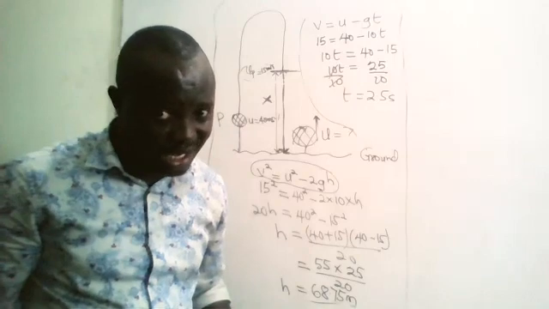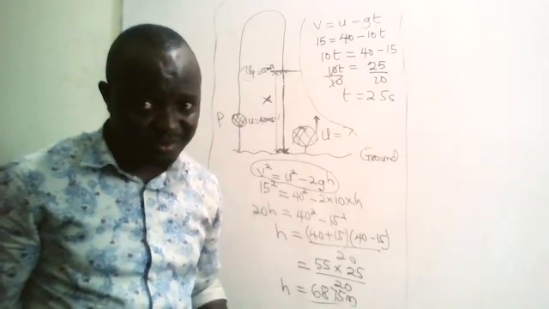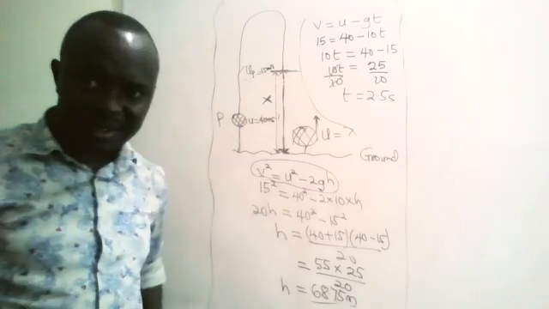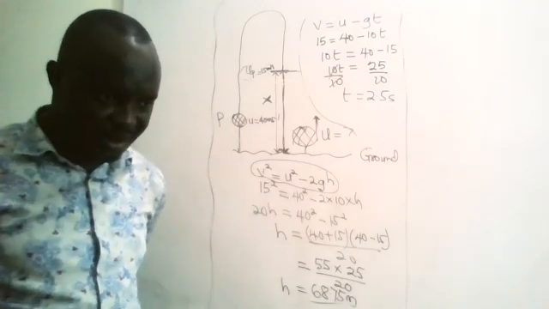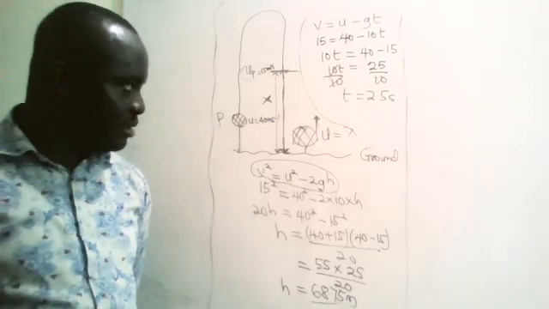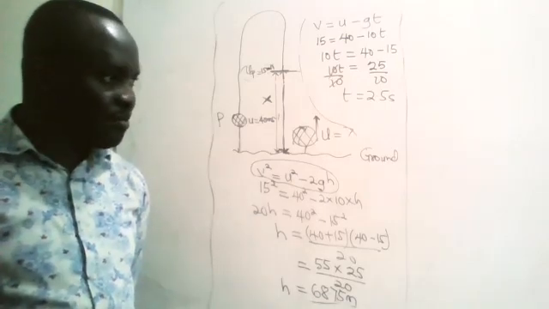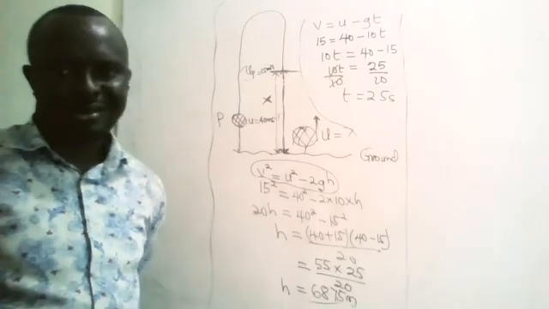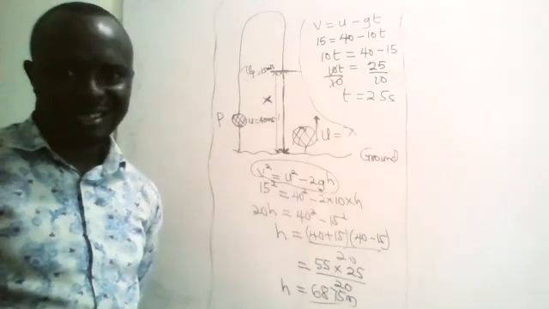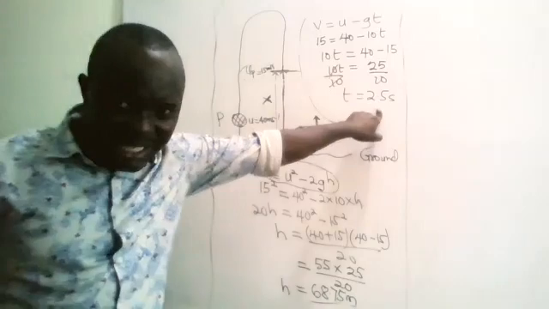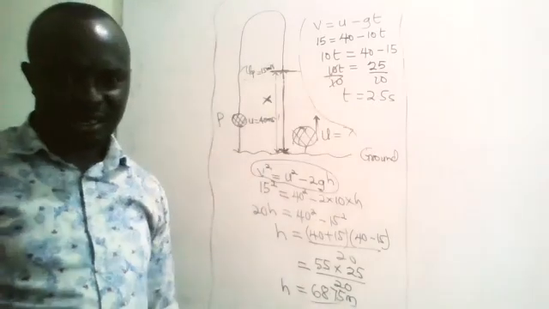Please, class, are you okay? I'm trying to say that what we've done, 2.5, is the total time taken for P to meet Q. Exactly. The time for which P would cross Q is this time. That is what it means.